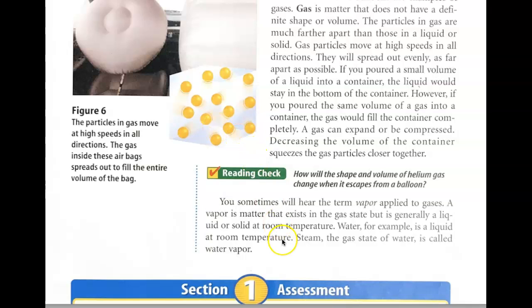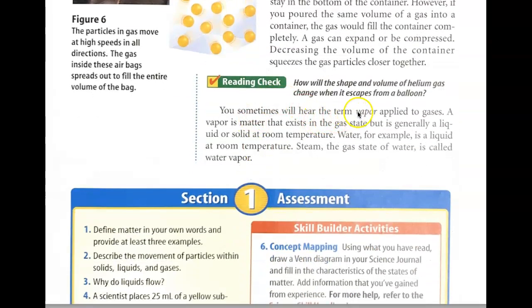All right. You'll sometimes hear the word vapor applied to gases. A vapor is matter that exists in the gas state, but is generally a liquid or solid at room temperature. Water, for example, is a liquid at room temperature. Steam, the gas state of water, is called water vapor.